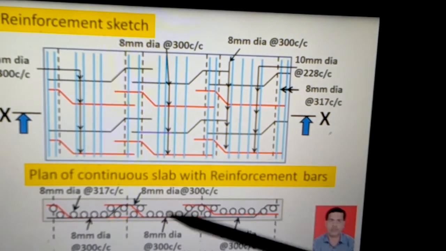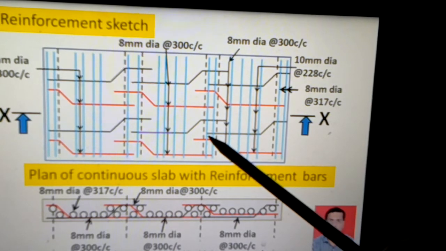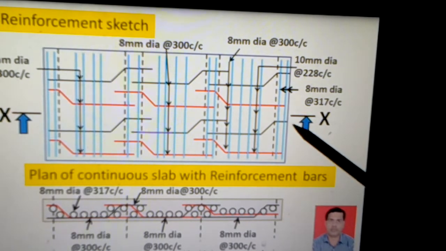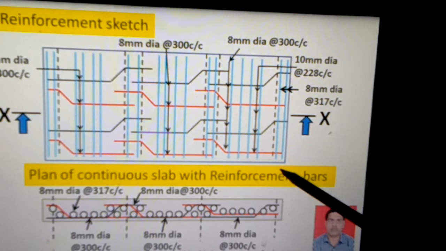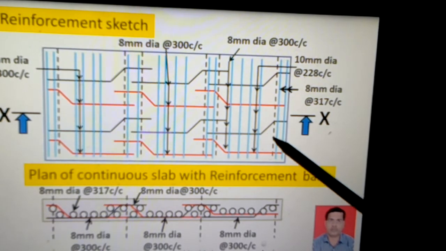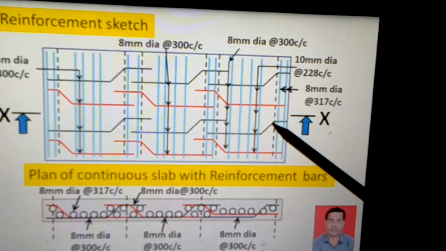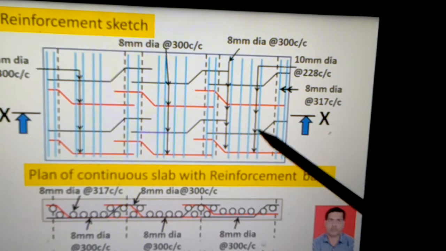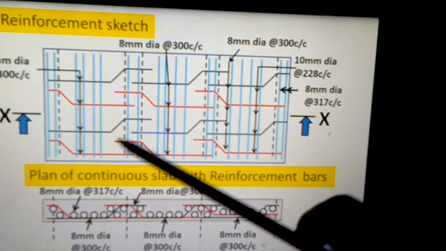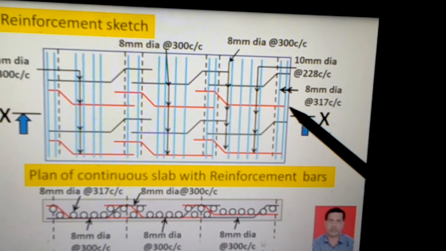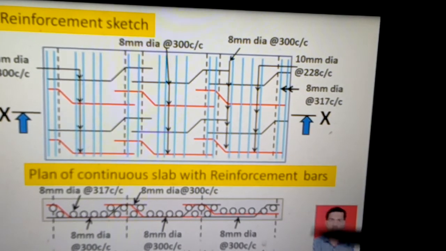But for the next bar, alternate bars are coming starting from different ends. Here the black bar is coming from this support going to the next support, and since this is a discontinuous end support, taking L by 7 from this support, and then from that point it is bent up and extended to the top of the support. Similarly in this span also the next bar is coming like this and extending to the next support. So the next bar will start from this end and go to the top of this support. So everywhere alternate bars are bent up on the support.